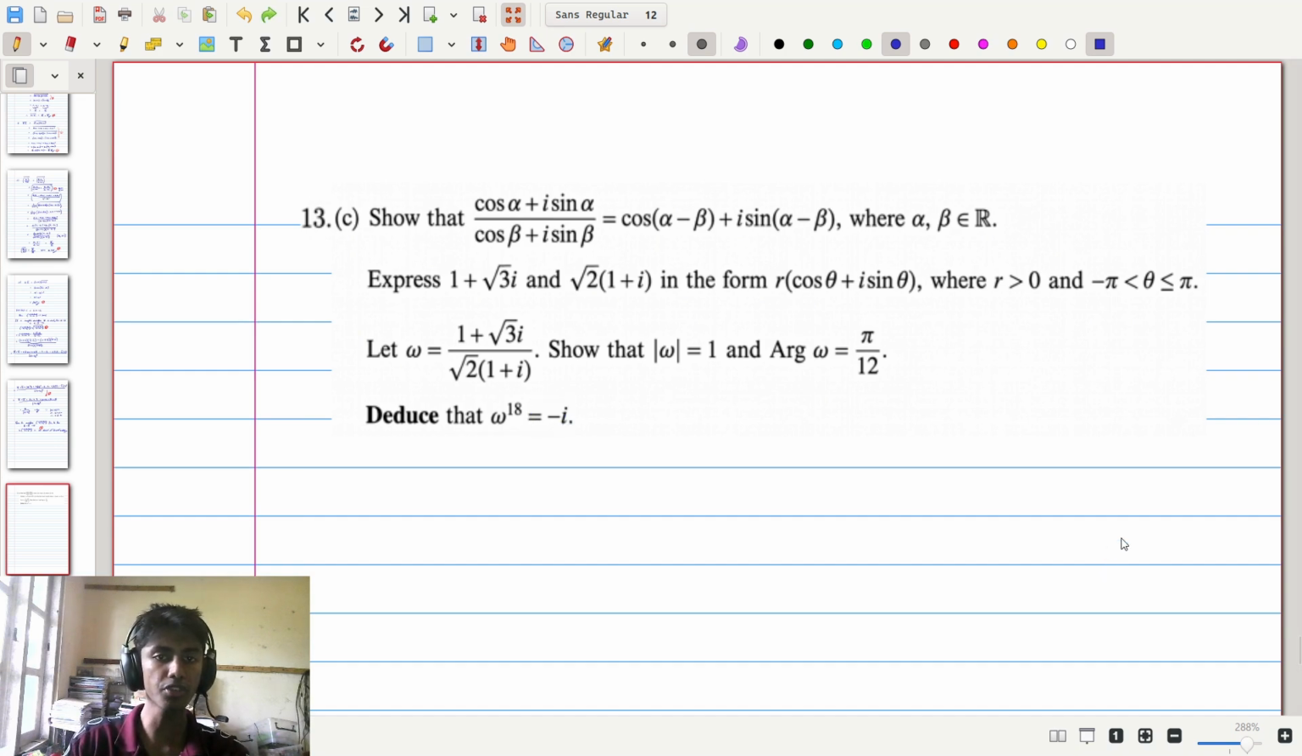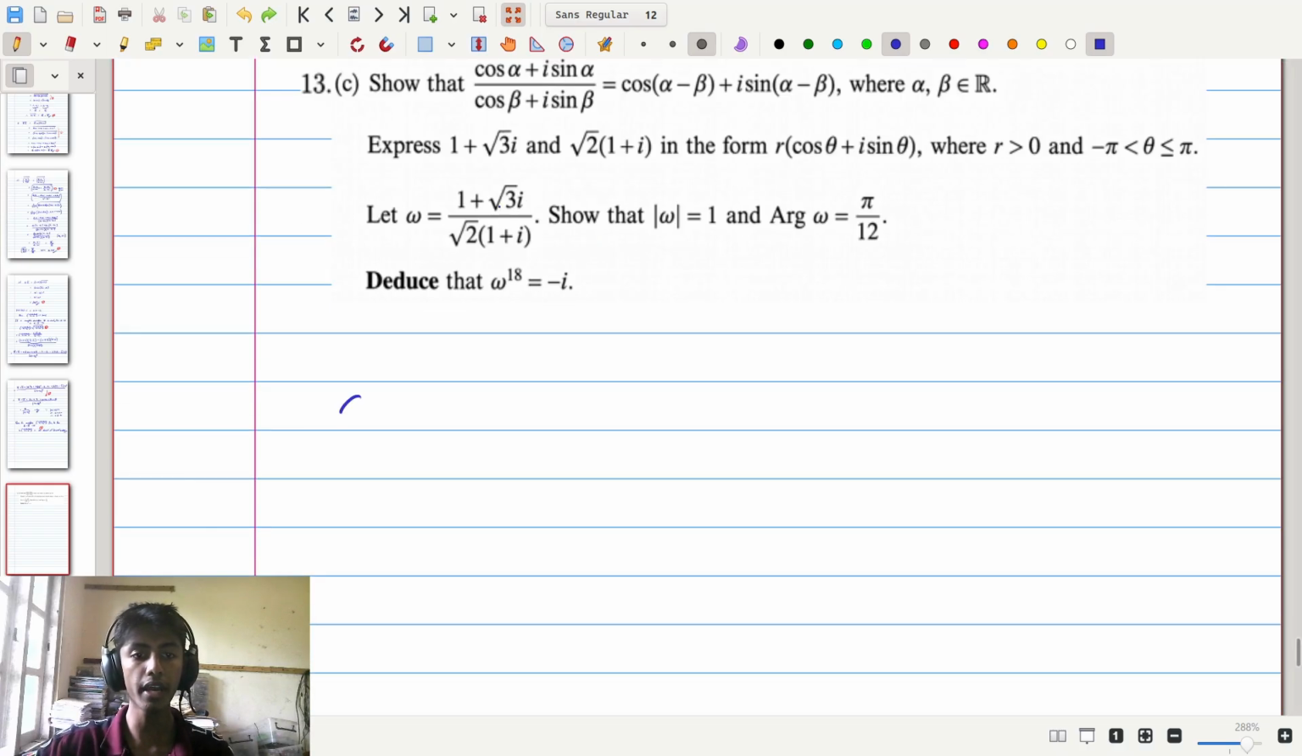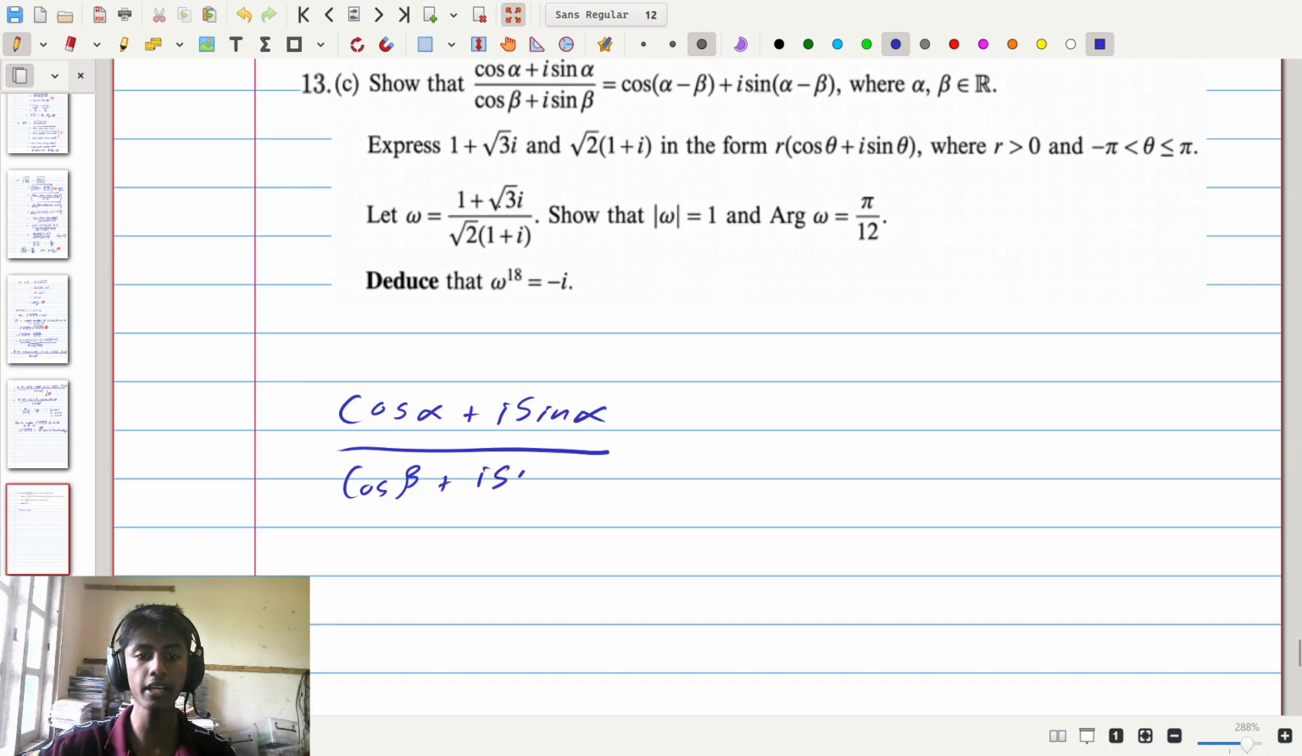Now, to start off with this question, let's write down the expression as cos alpha plus i sin alpha divided by cos beta plus i sin beta, and then multiply the numerator and denominator by the conjugate of this value right here. So the conjugate of cosine beta plus i sin beta is cosine beta minus i sin beta. So I'm going to multiply top and bottom by cos beta minus i sin beta.